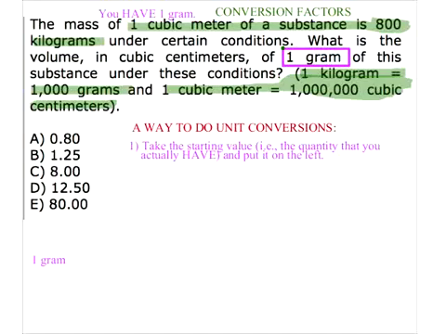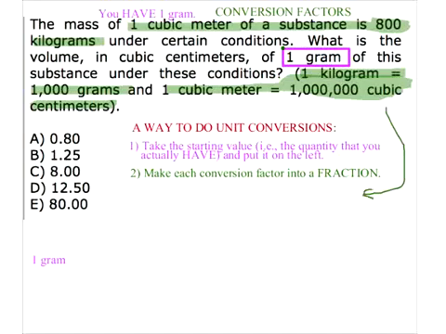Then the deal is that conversion factors become fractions. So make each conversion factor into a fraction. So for instance, this conversion factor would be one of 2 fractions. It would either be 1 cubic meter over 1 million cubic centimeters or vice versa. So let's put those both in there. As a fraction, this conversion factor either looks like this: it's either 1 cubic meter over 1 million cubic centimeters, or it's 1 million cubic centimeters over 1 cubic meter.